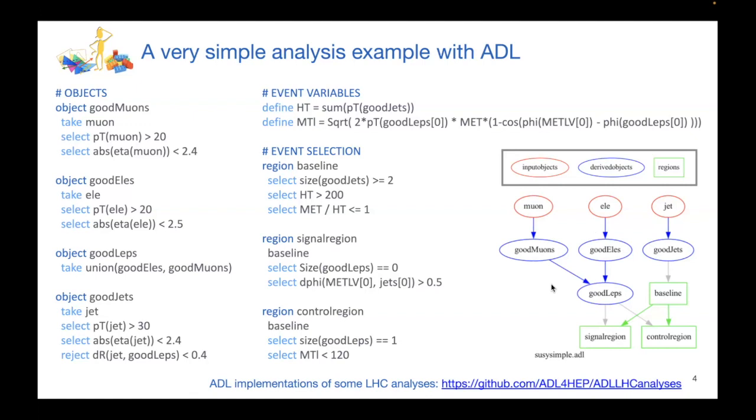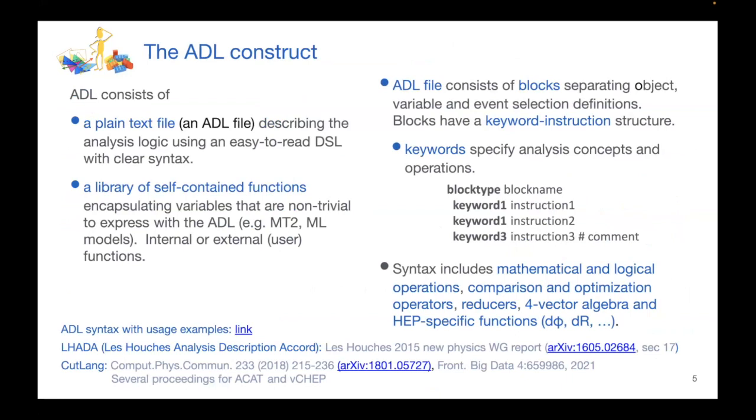This is also a nice representation of the analysis logic, to see that the good muons are derived from muons and they are used in the definition of good leptons, which are used in the signal region and control region. This is sort of an overview of the algorithm. As you saw, this is a plain text file, nothing magic. It consists of blocks. They separate object, variable and event selection definitions. There is a keyword and instruction structure.